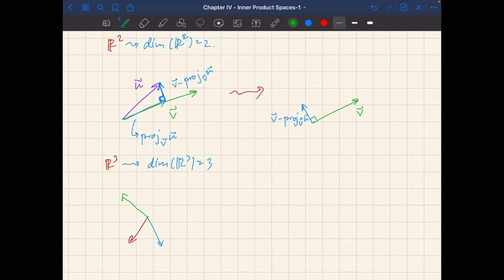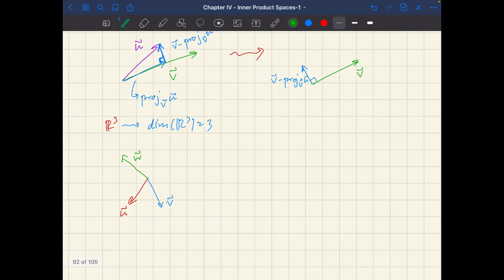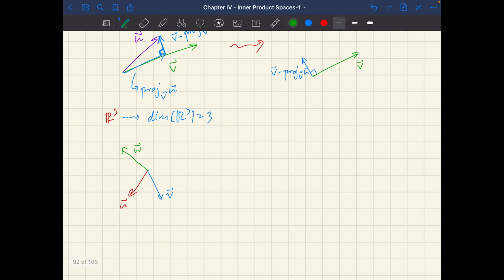How do we find the orthogonal basis from this? Let the red one be u, the blue one be v, and the green one be w. So how do we do this? First, we need to focus on two vectors. I focus on vectors u and v, and we start with the vector u. It means that we use u as the base.